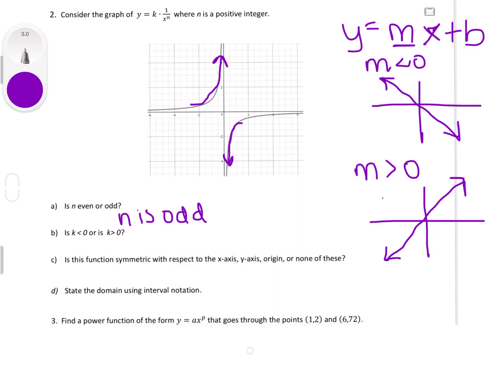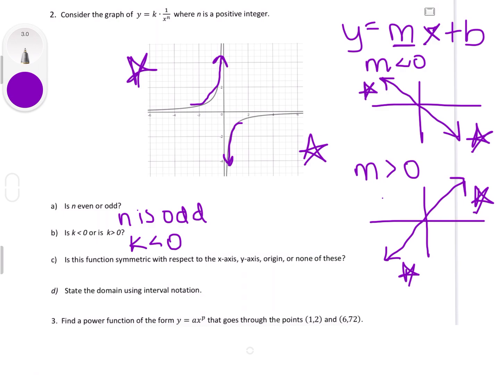If your k is less than 0, you're going to be in the top left quadrant and the bottom right quadrant. If your k is greater than 0, you're going to be in the bottom left quadrant and the upper right quadrant. So here we are in our upper left and our bottom right. So we are going to know that our k is less than 0, our k is negative, like a negative slope. So is this function symmetric with respect to the x-axis, the y-axis, the origin, or none of these?